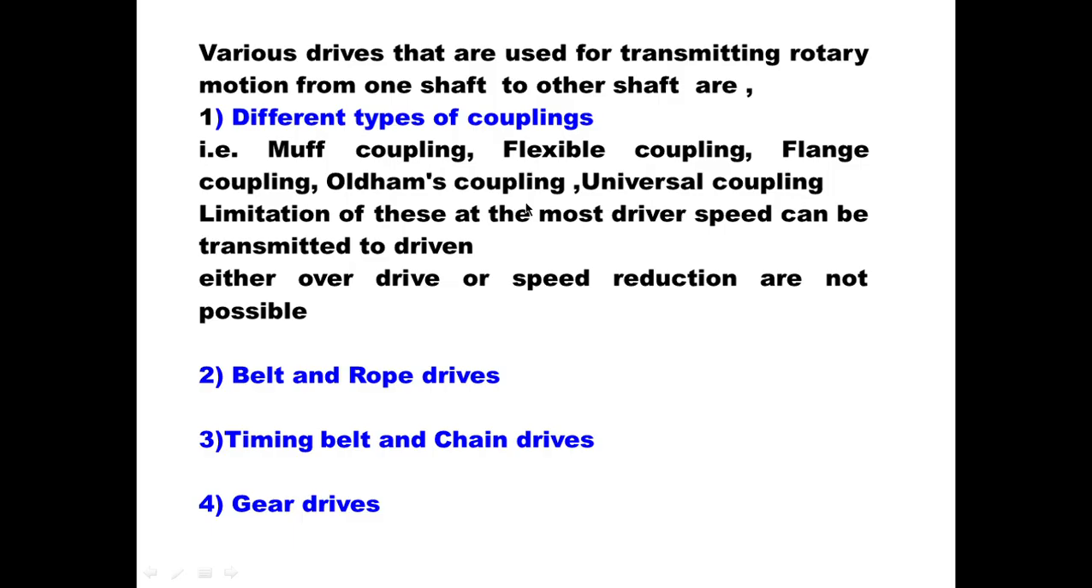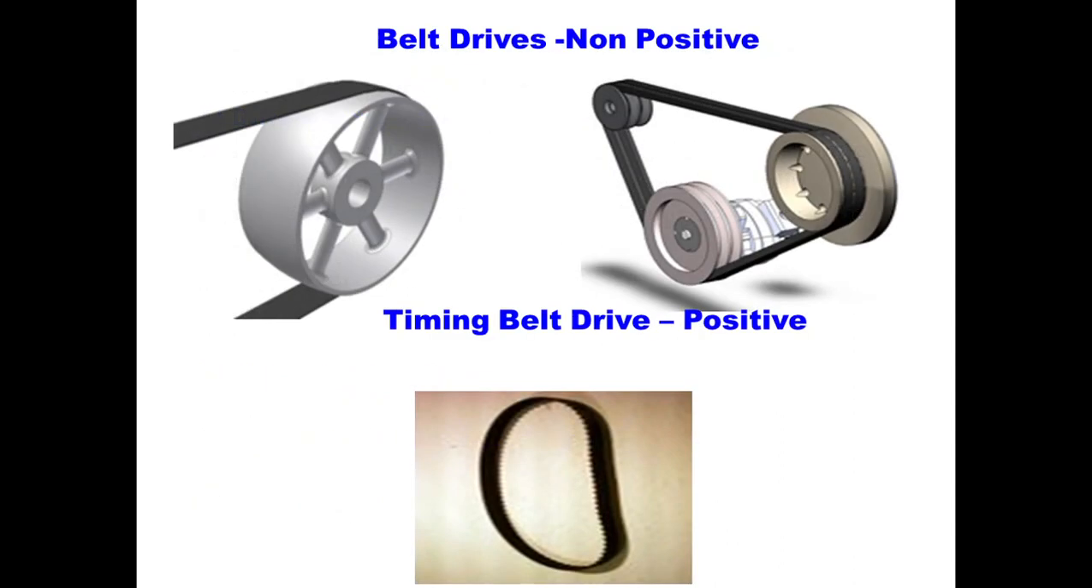Now after coupling, we have belt and rope drives, then we have timing belt and chain drive, and then we have gear drives, which is the key aspect of discussion today. Now see, belt drives which are non-positive and belt drives which are positive. These are the two schematic diagrams. We'll see what is positive and non-positive.